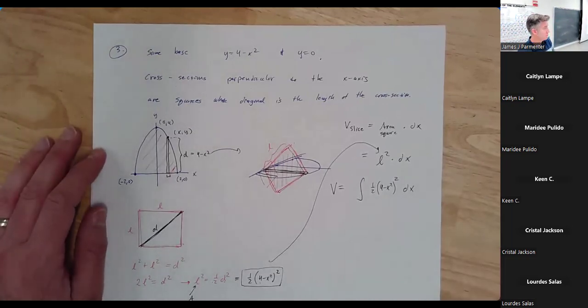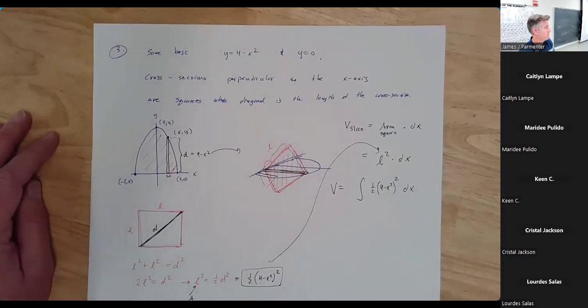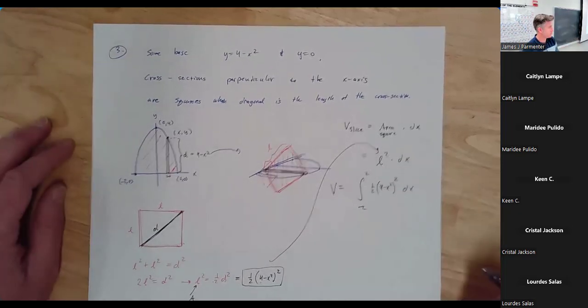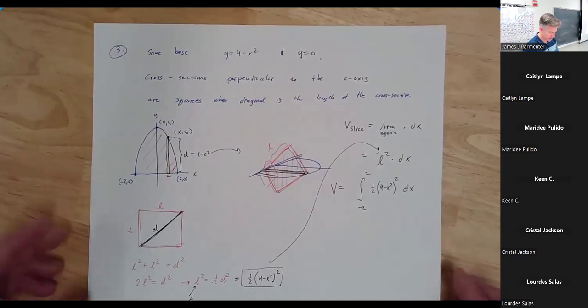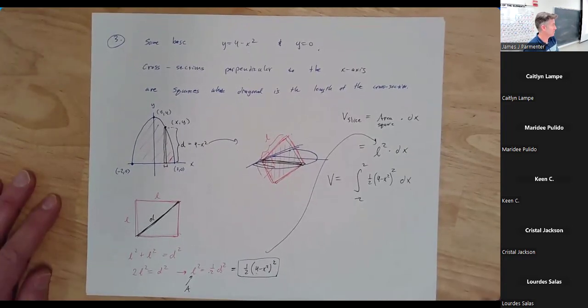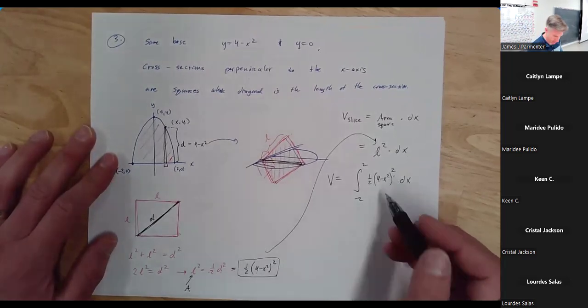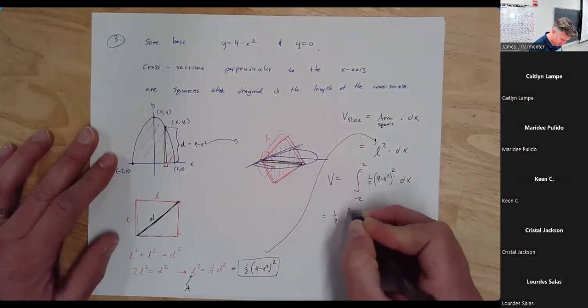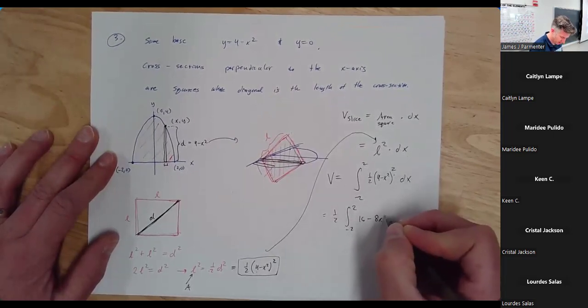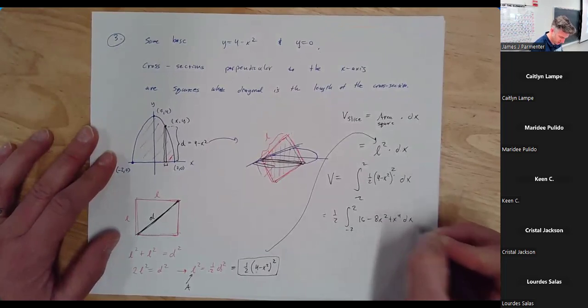Limits of integration. Are we going up, down, or left, right? Left, right. So we're going as far left as -2, as far right as +2. Should we finish it? So I have to square this out. Okay, so this is going to be 1/2 times the integral from -2 to 2 of 16 minus 8x squared plus x to the fourth dx.